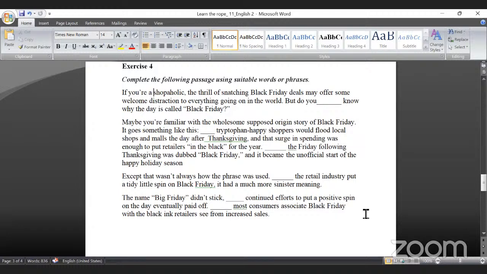Before the retail industry put a tidy little spin on Black Friday, it had a much more sinister meaning. That's how you have to see it. So sequencing: earlier it had a sinister meaning. Now probably a little more balanced, tilting towards the positive side. Now the name Big Friday, can we use "earlier" also, ma'am? No, earlier is not sequencing. It does not show sequencing, right?